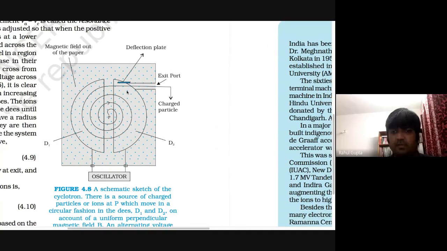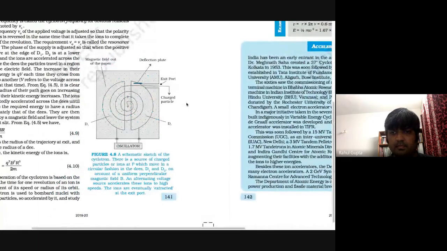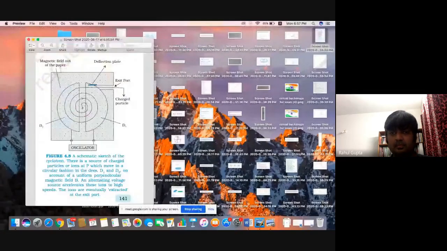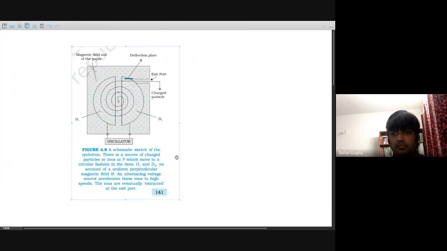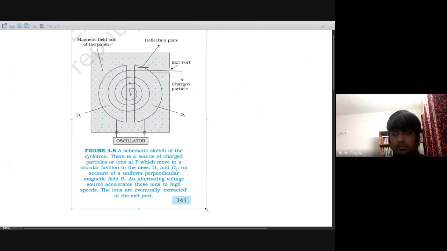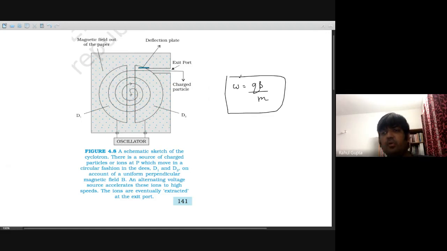Wait, let me copy this information also, so that text I don't need to write again. Now here, it's based on one principle called omega equal to qB by m. Remember we found this relationship?